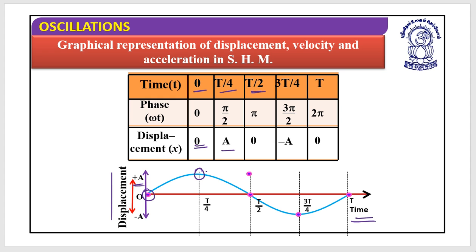When time is T by 2, displacement is 0 again. At 3T by 4, it is minus A, it is here. And at T it is at 0, so you have reached here. I hope this is clear. So this is the representation of displacement versus time.